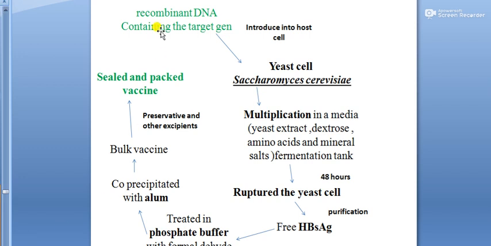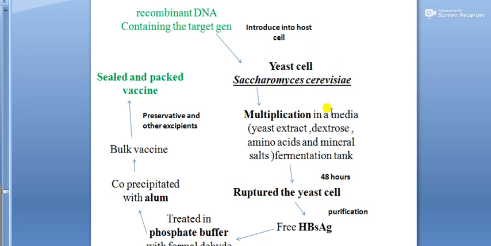Next, this recombinant DNA containing target genes is introduced into the host cells. Here the host cells are yeast cells, specifically Saccharomyces cerevisiae, which acts as the host cell. So these host cells multiply in a medium. This medium contains yeast extract, dextrose, lots of amino acids, and mineral salts, in the fermentation tank. That means yeast cells can multiply in this fermentation tank.